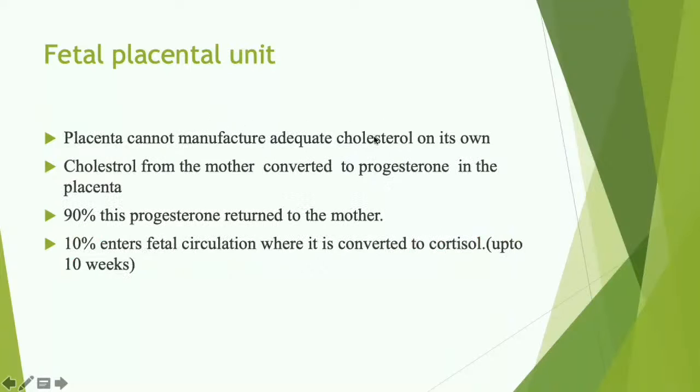Placenta cannot manufacture adequate cholesterol on its own. So cholesterol comes from the mother and gets converted to progesterone in the placenta. So this progesterone is then returned to the mother, 90%. 10% enters into the fetal circulation where it gets converted into cortisol, that is up to 10 weeks, right?